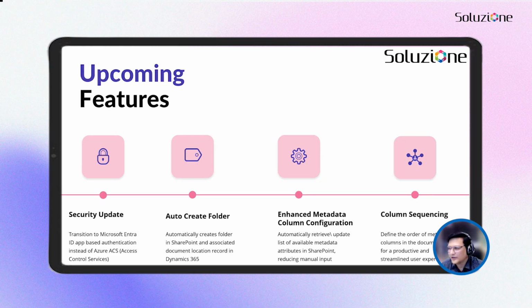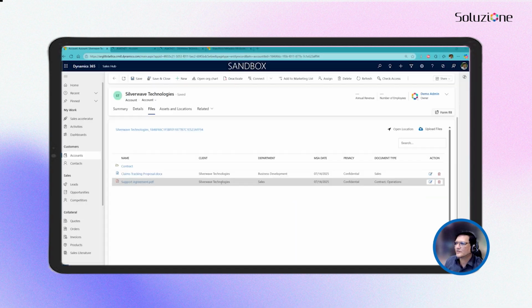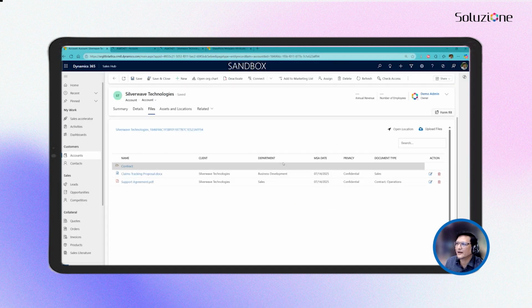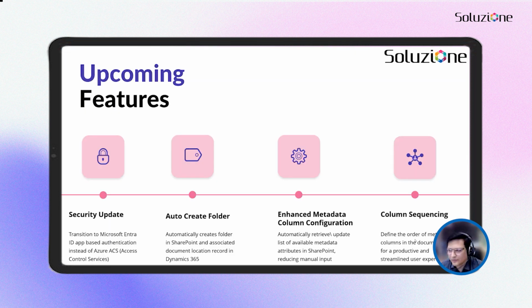And finally, the next one is the column sequencing. So we saw maybe the sequence of columns. If I want to have MSA date first or document type next after the client name, you will be able to do that using our column sequencing feature.